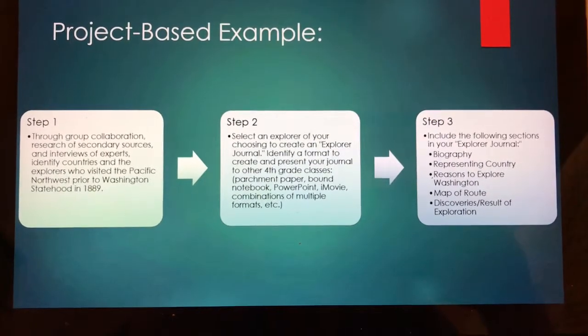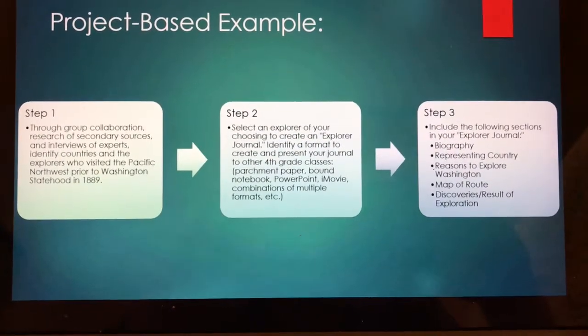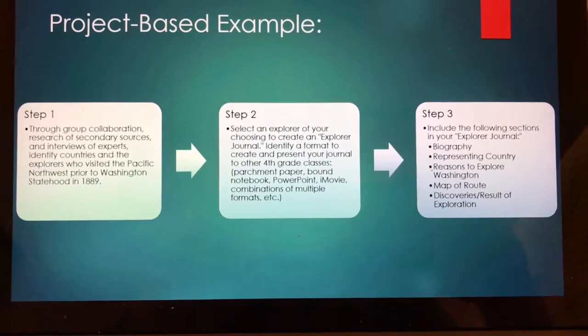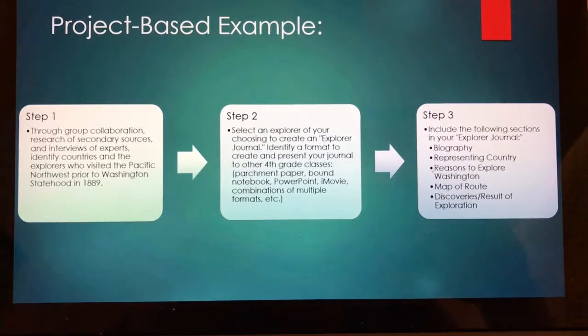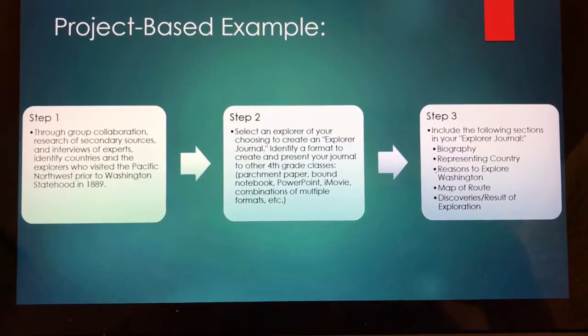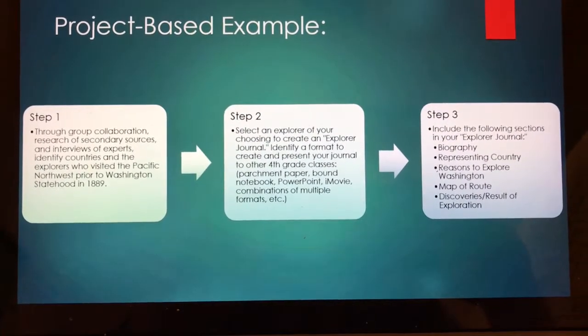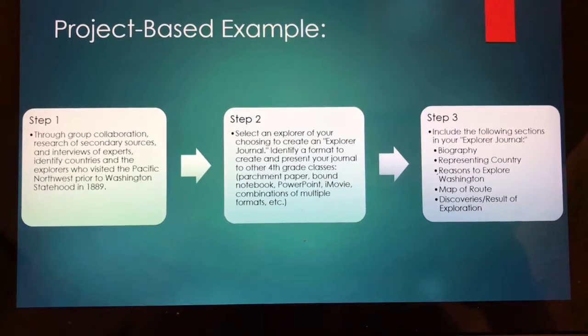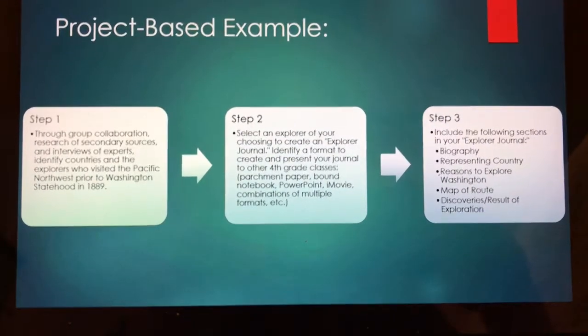These different sections will be given to the students: biography, representing country, reasons why those explorers and countries chose to explore Washington State and the Pacific Northwest, map of the explorer route, and then the discoveries resulting from the exploration.